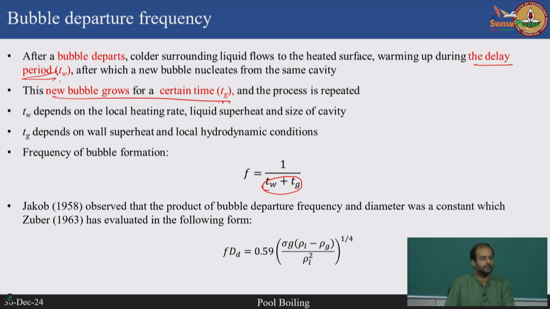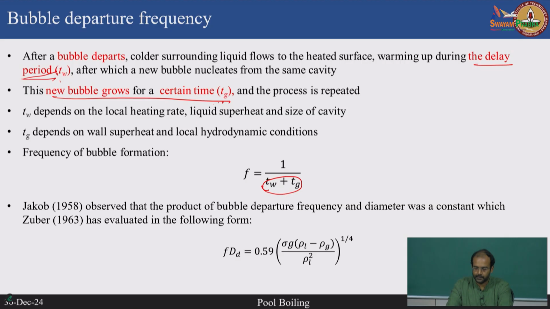The inverse of this will give you the average departure frequency. So the bubble leaving and then the next bubble also leaving, what is the frequency between these two bubbles? That is given by 1 over (Tw plus Tg). This is called the frequency of bubble departure.